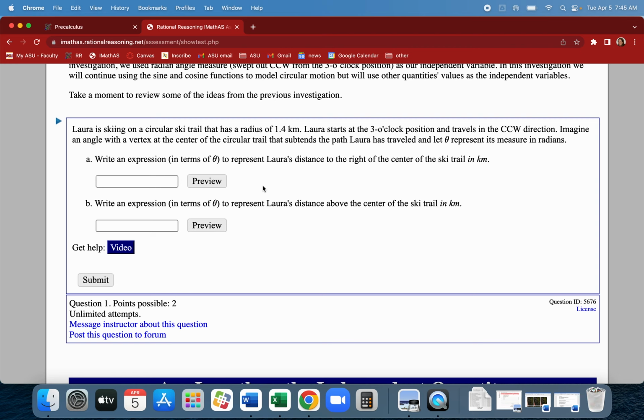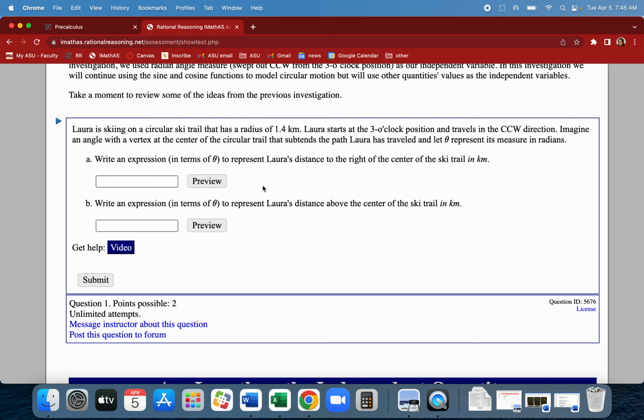It's stated here in terms of distance to the right of the center instead of saying something like her horizontal distance from the center, where right indicates positive and left indicates negative. I just tried to take all the wordiness out of that: just distance to the right of the center. And if it comes out negative, it means left.